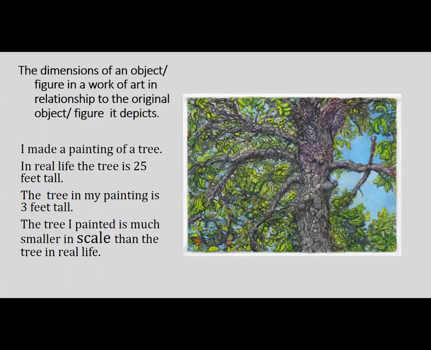So the first one, the dimensions of an object or a figure in a work of art in relationship to the original object or figure it depicts. So I made a painting of a tree. In real life, the tree is 25 feet tall. The tree in my painting is actually 3 feet tall. Actually, the painting's 2 feet by 3 feet, so really it's 2 feet tall. The tree I painted is much smaller in scale than the tree in real life.